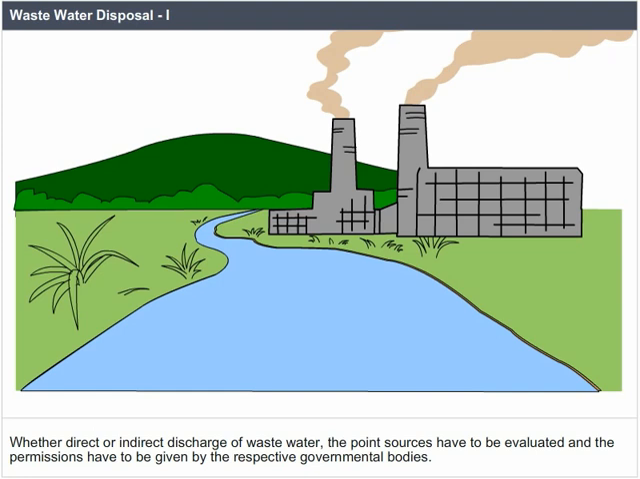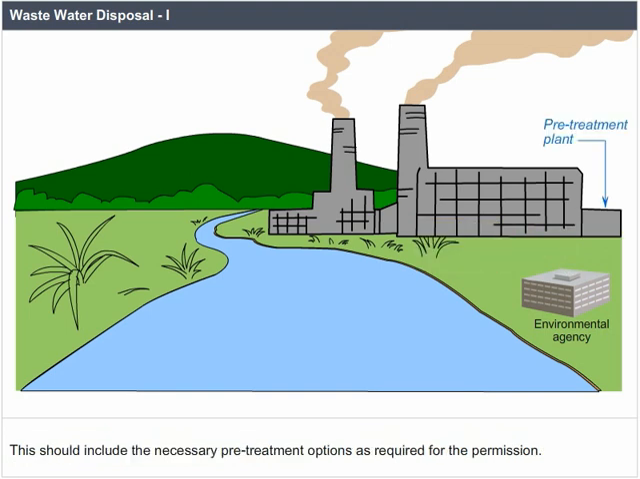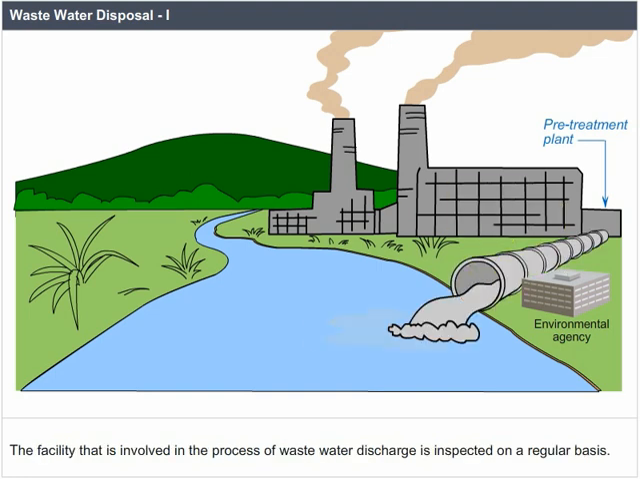Whether direct or indirect discharge of wastewater, the point sources have to be evaluated and the permissions have to be given by the respective governmental bodies. The permit conditions of direct and indirect wastewater discharge are concluded in liaison with the respective government's environmental agencies. This should include the necessary pre-treatment options as required for the permission. The facility that is involved in the process of wastewater discharge is inspected on a regular basis.